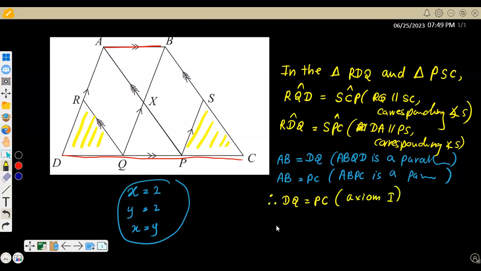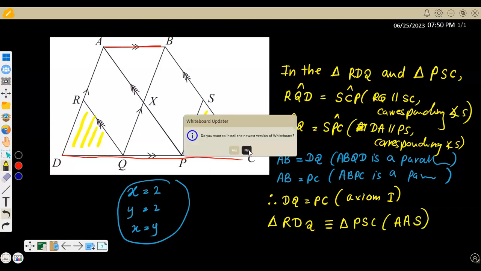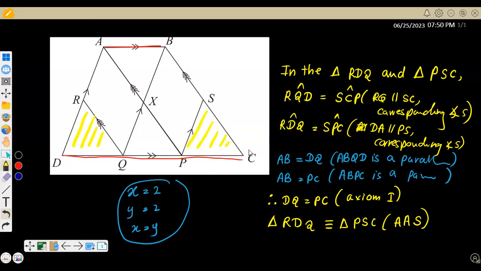Now triangle RDQ is congruent to triangle PSC under case what? AAS. When two triangles are congruent to each other, what happens? Their corresponding elements are equal to each other and also they are equal in area.